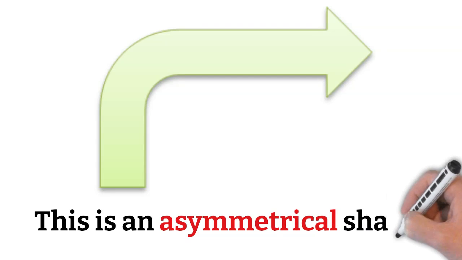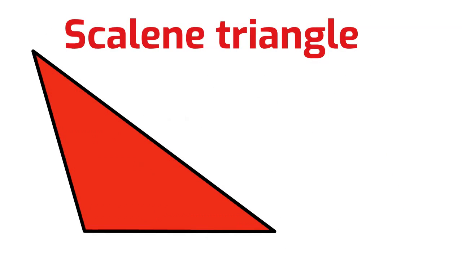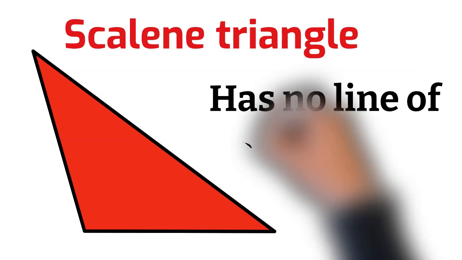But if we take a shape like this shown on the screen, we can't draw a line of symmetry on it, both sides of which can be proportionate. Thus, this is an asymmetrical shape. A scalene triangle, that is a triangle whose all sides are unequal, has no line of symmetry.